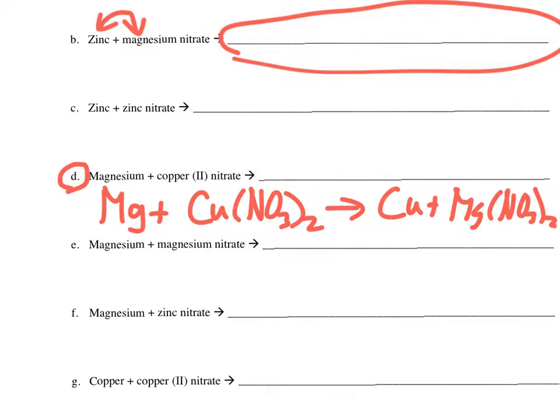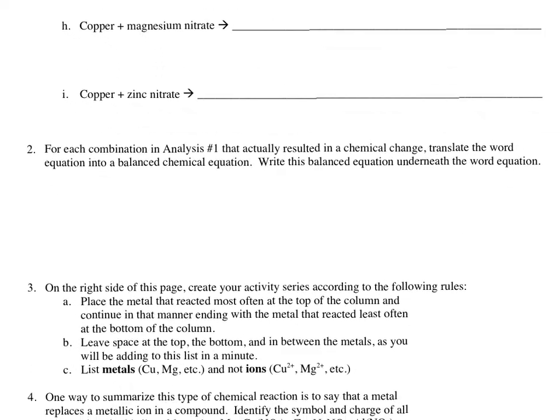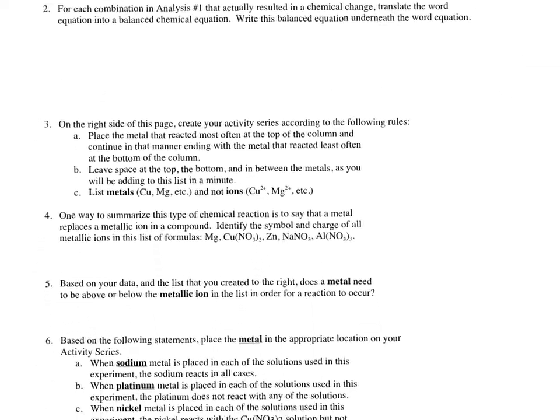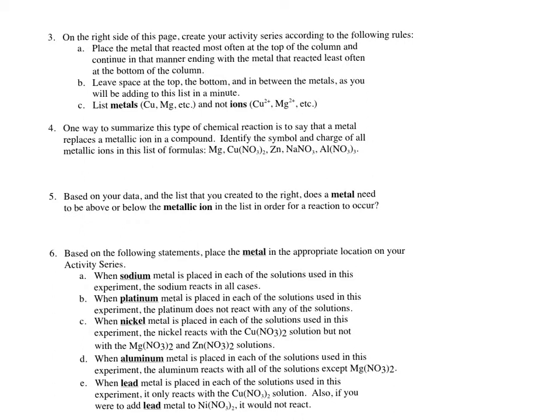The next thing I want to talk about is the final page of this lab, where it says you're actually creating an activity series. So that's questions 3, and we'll talk about 4 and then 6. The idea behind this section of the lab is that you're going to build yourself an activity series along the right-hand column of this page. Okay? We're really just going to follow this first rule here, but we want to make sure that we leave enough space also. So it says place the metal that reacted the most often at the top of the column and continue in that manner, ending with the metal that reacted least often at the bottom of the column.